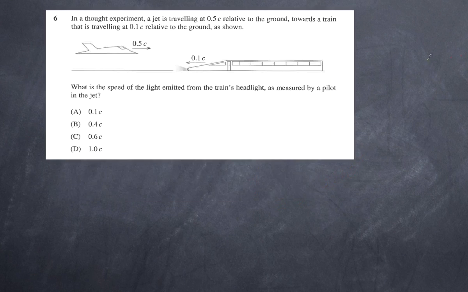Question number 6. A thought experiment. A jet is traveling at 0.5c in this direction. A train is traveling at 0.1c, and you're asked to work out what is the speed of light emitted from the train's headlight as measured by a pilot in the jet. This is a fundamental understanding of the nature of relativity, and the first postulate says that c is constant for all frames of reference, so therefore the answer must be D.